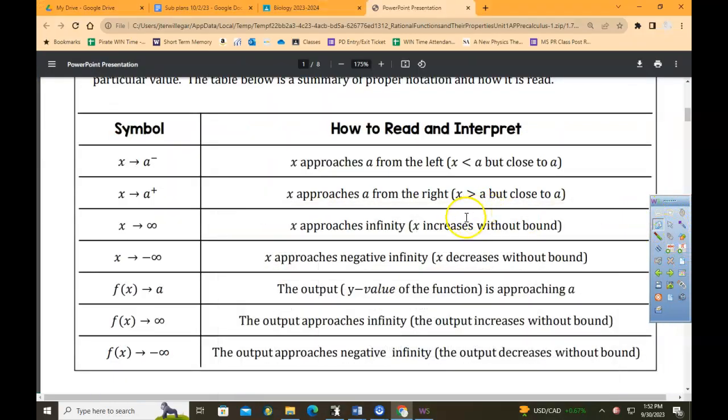Let's just do some examples. That'll help us more than reading this over and over again. But keep this page handy. It's a nice little tool where if you see this notation, you can go back and look at it.